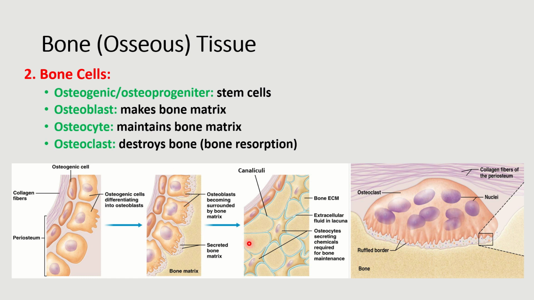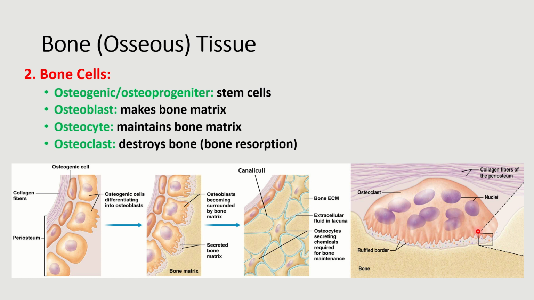Osteocytes, these are the mature cells. Once the bone matrix is calcified, the osteoblasts are trapped, and then they become osteocytes, and they maintain the bone tissue. And these are the canaliculi, which are important for nutrition, removing waste products, and receiving oxygen.